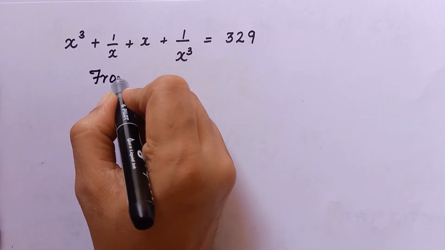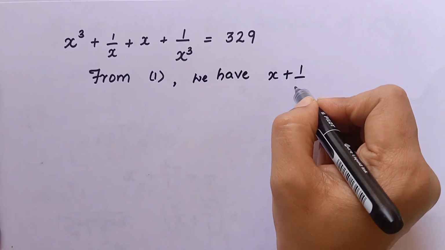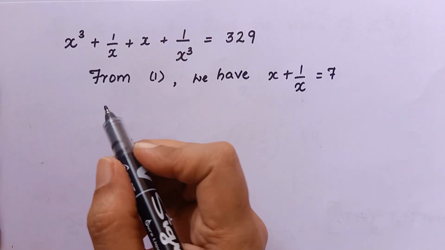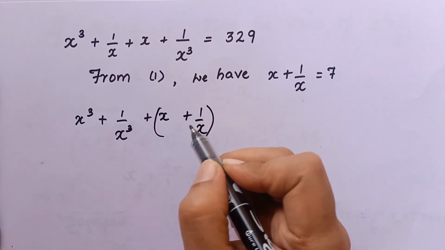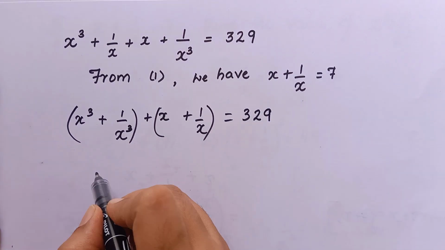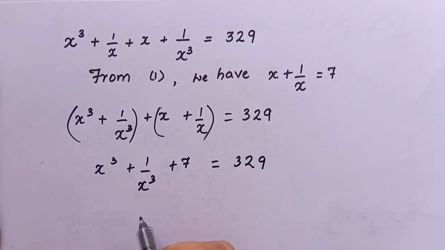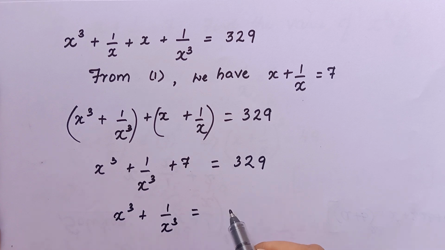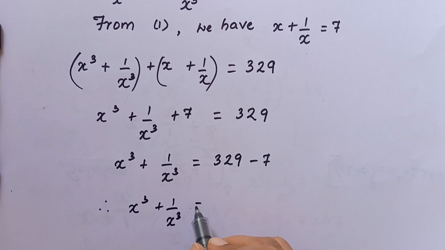From equation 1, we have x plus 1 by x equals 7. Let us rewrite this equation as x cube plus 1 by x cube plus x plus 1 by x equals 329, and then we'll substitute the value of x plus 1 by x equals 7. That is x cube plus 1 by x cube plus 7 equals 329, or we can write x cube plus 1 by x cube equals 329 minus 7 equals 322. Therefore, we can write x cube plus 1 by x cube equals 322.